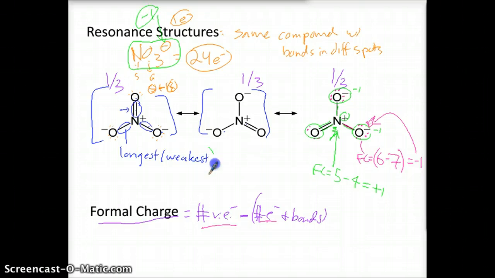Back to the bond thing here. Since these are all equally energetic, in reality we don't have a double bond here, or a single bond here, or a single bond here. We actually have all of these structures existing at once. So essentially each one of these is like an in-between 1 and 2 bond, like a 1.5 bond or something. So they'd all have the same length, and they'd all require the same amount of energy to break.